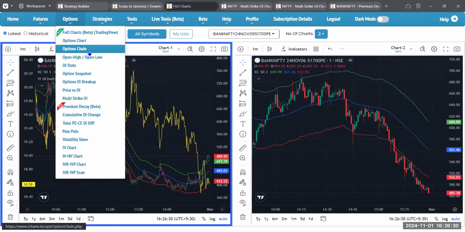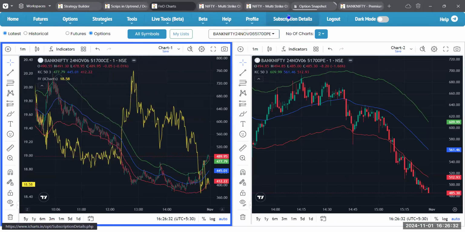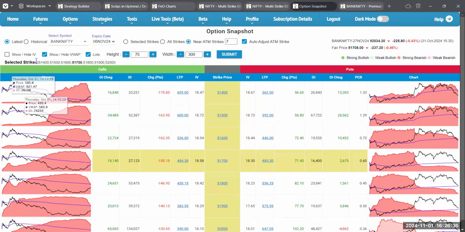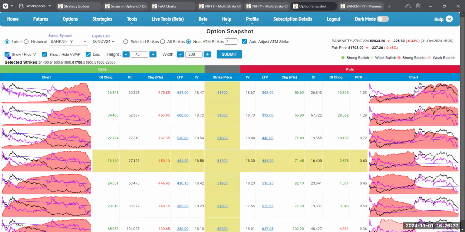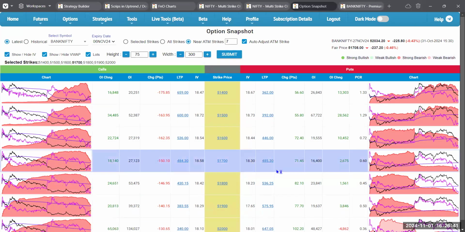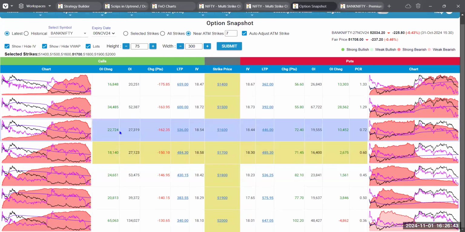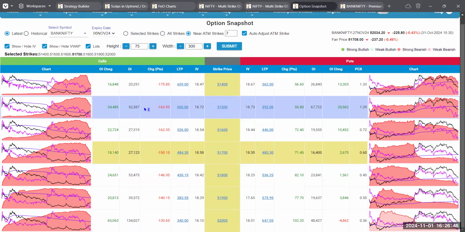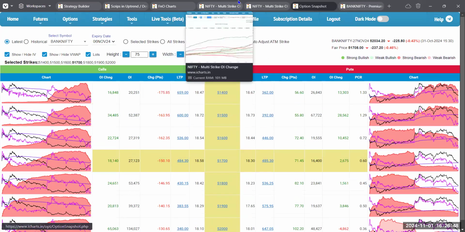Or you also have it over here in option snapshot: show hide IV. If you click this, the purple line in all these charts is IV. This also you can track. So it's up to you how you want to track it, and based on that, you can use the tool.